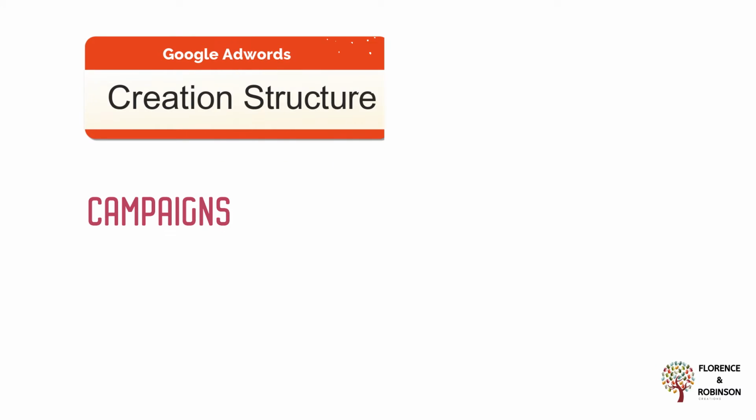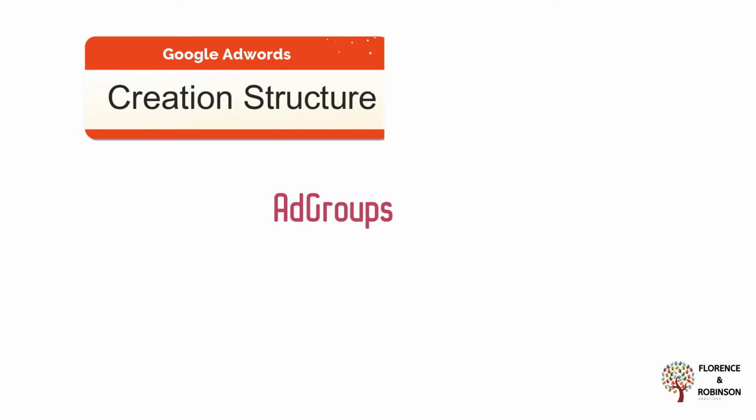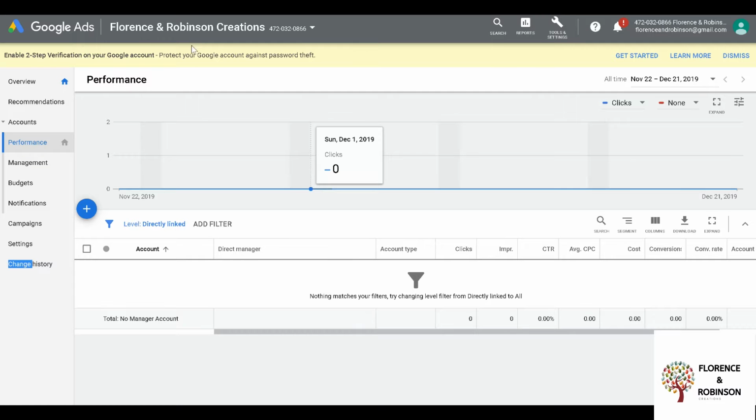Setting up Google campaigns involves three parts. One is setting up the campaigns from your account. Second would be setting up ad groups within those campaigns. And third would be to set up individual ads within the ad groups. Okay, let's jump right in.